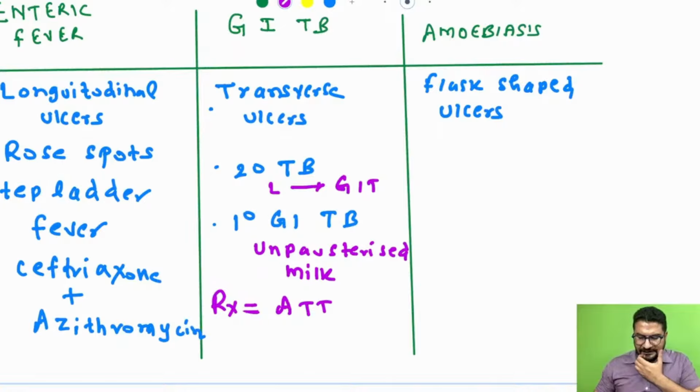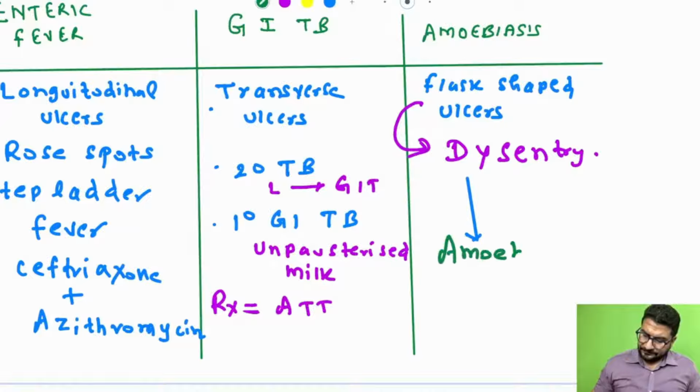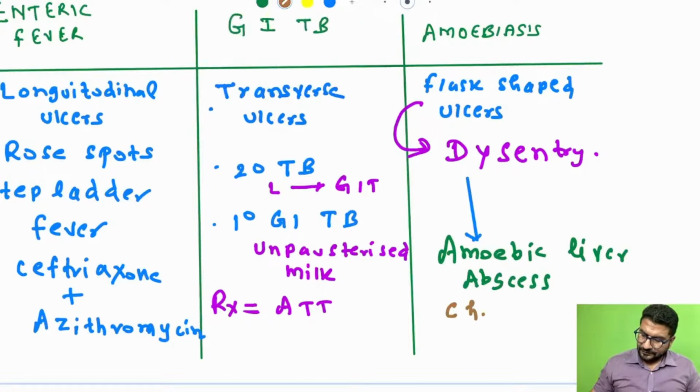Flask shaped ulcers, understand these are seen in amoebiasis. Now coming to amoebiasis, look at the screen carefully and try to understand. Initially patient will develop dysentery. पहले patient को dysentery होगी, means दस्त लगेंगे. Now later on sometime, especially whenever patient is alcoholic, then it can convert into amoebic liver abscess. And in amoebic liver abscess, understand this thing, patient will have a chocolate color or a brown color pus. तो इसको बोलते हैं chocolate pus.